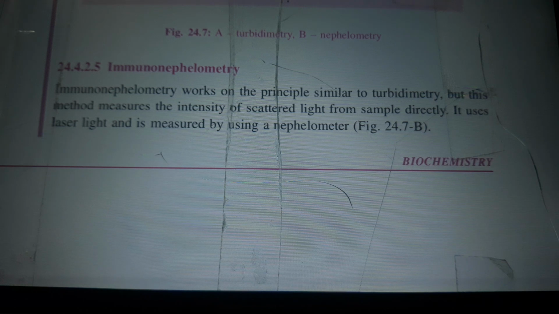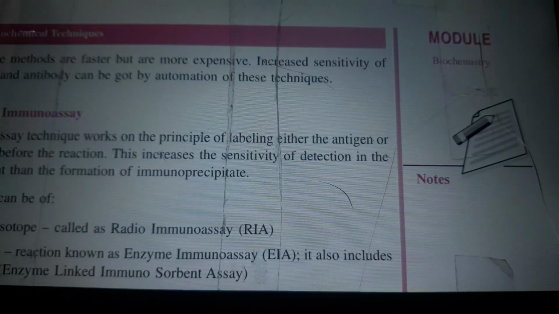Immunonephelometry. Immunonephelometry works on a principle similar to turbidimetry, but this method measures the intensity of scattered light from the sample directly. It uses laser light and is measured by using a nephelometer. Both methods are faster but more expensive. Increased sensitivity of antigen-antibody detection can be achieved by automation of these techniques.